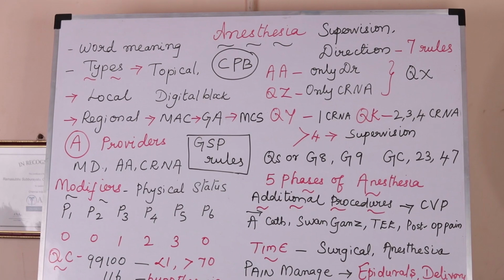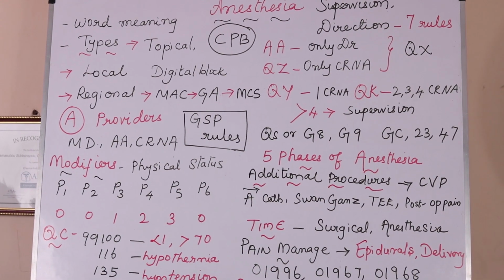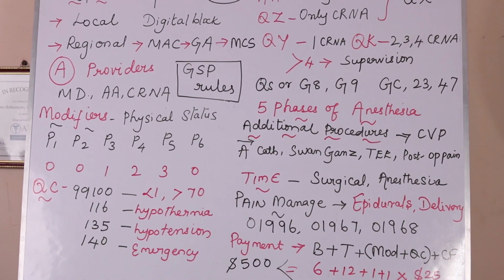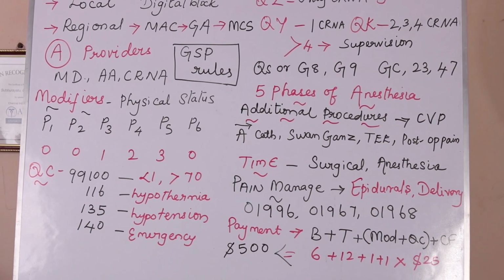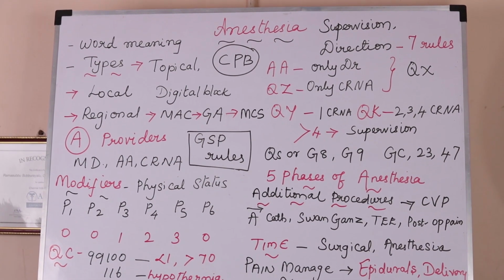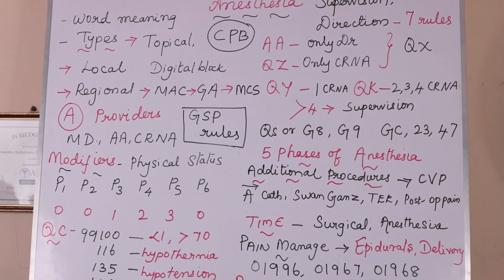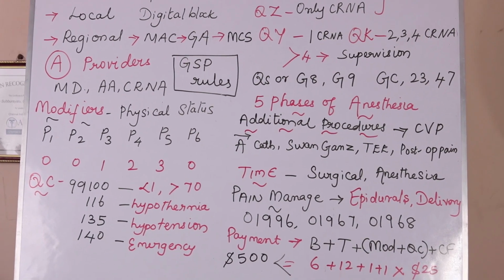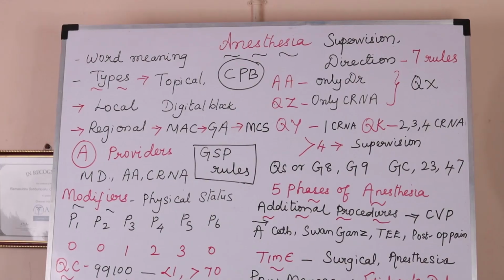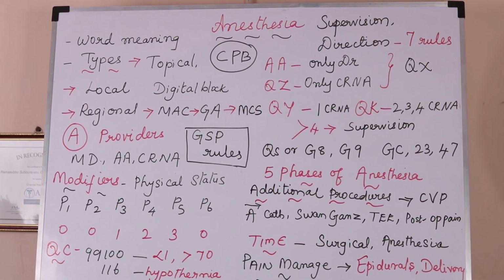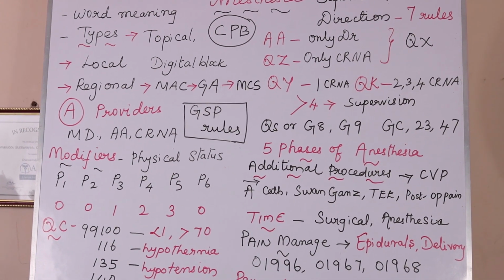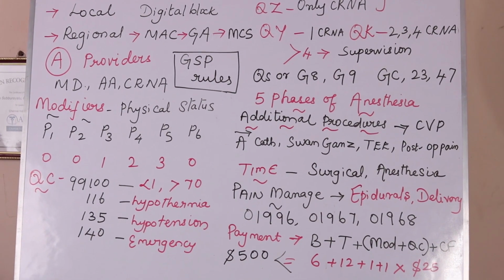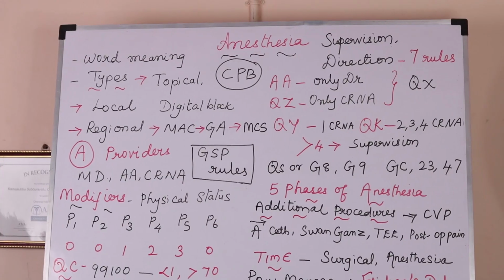For example, when you go to the CPT manual, P1 is a normal healthy patient, P2 a patient with a mild systemic disease like anemia, asthma and hypertension, P3 a patient with a severe systemic disease like poorly controlled hypertension, and P4 a patient with a severe systemic disease that is a constant threat to life, for example congestive cardiac failure or unstable angina. And finally, we have P6, a declared brain dead patient whose organs are being removed for donor purposes.